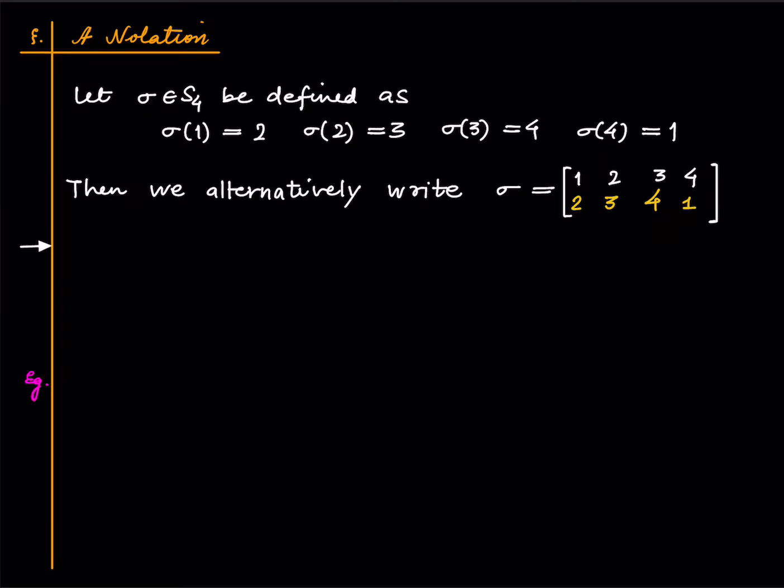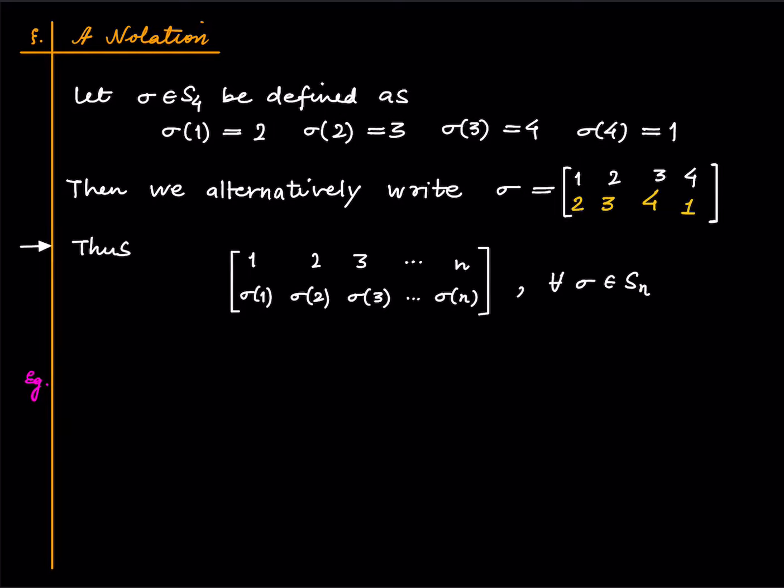So, okay, let me write this down in real time. Sigma 1 is 2. So we just write a 2 below 1. Sigma 2 is 3. So we write a 3 below 2. Sigma 3 is 4. And sigma 4 is 1. So it's more or less a decoratively new way to write sigma. It's just more convenient. Okay. In general, if we have sigma in Sn, then this is the notation for sigma.